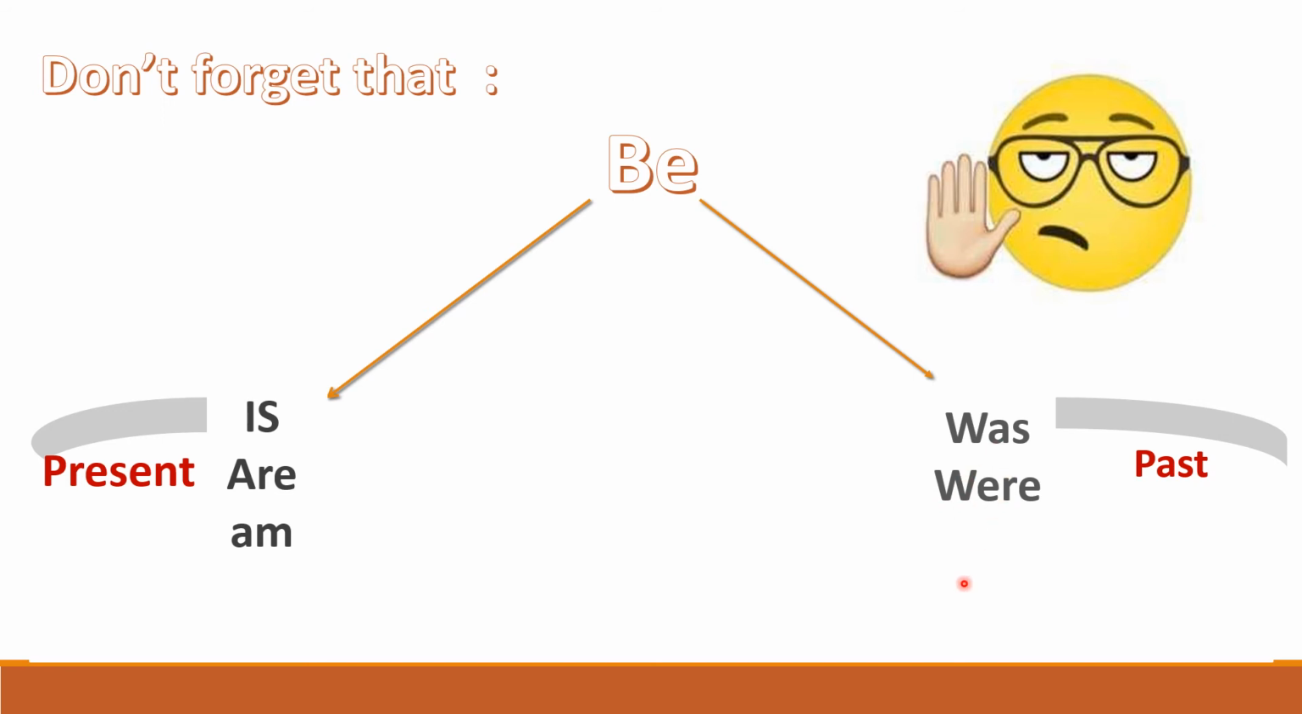This is in general, but in the second conditional we always use were, whether singular or plural. And in the past participle it becomes been. So the verb to be in the present is is, are, am; in the past, was and were; and in the past participle, been.